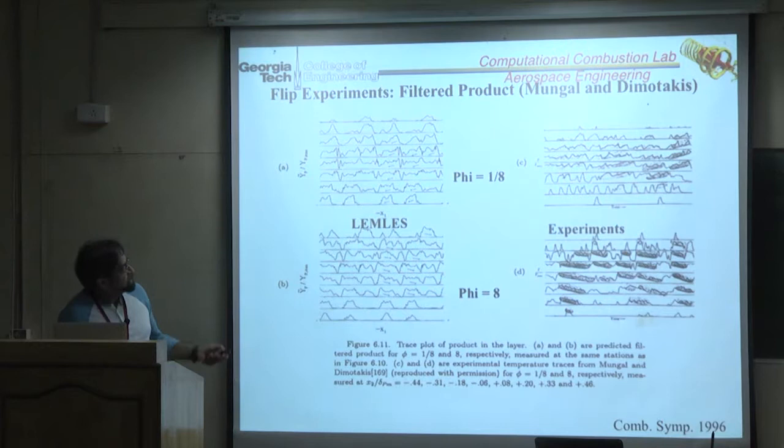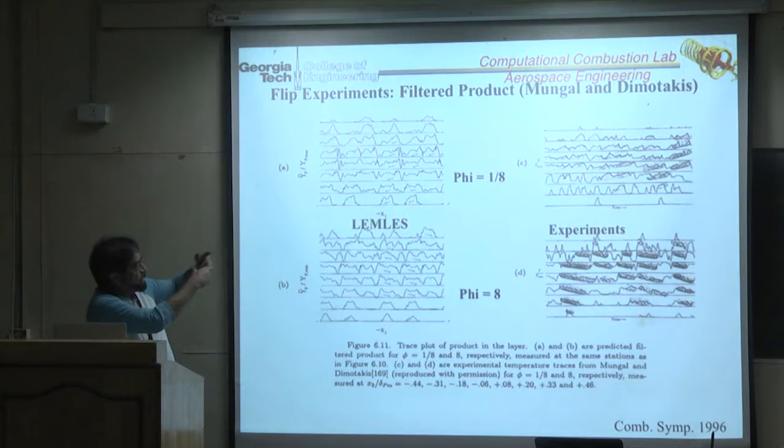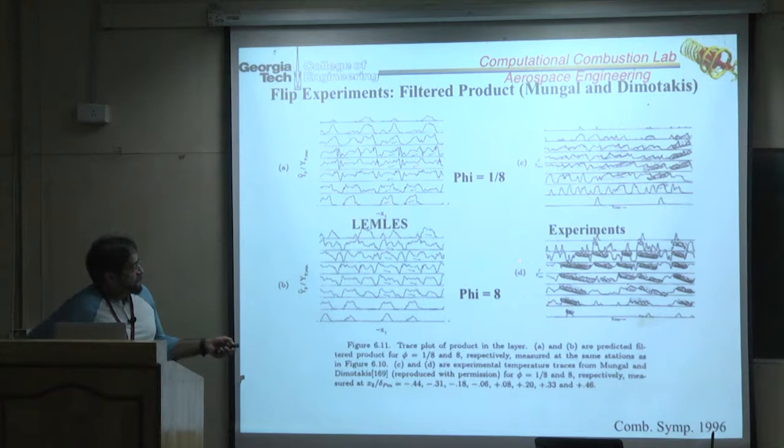This is showing what they did in the Caltech experiments, Mungal and Dimotakis, the flip experiments. If you flip the equivalence ratio, the ramp-like structure changes direction based on which one is the higher speed. The right hand side is the experimental structure, the left hand side is the LEM structure. Now, if you did a finite volume calculation, you'll never get that structure because it's not there. Remember, it's an LES, not a DNS. In a DNS, you might, but in the LES, you'll never get that structure at the subgrid level because it doesn't exist. In the LEM approach, it does exist, so you can actually recover that and use it.